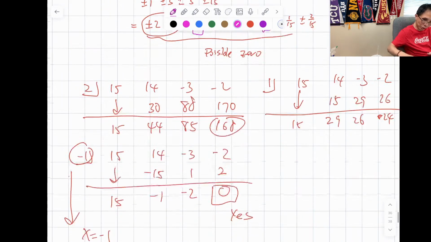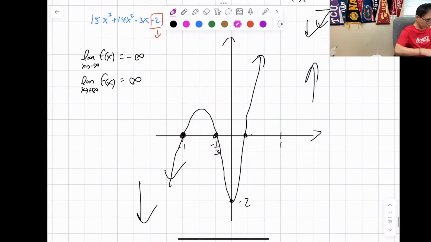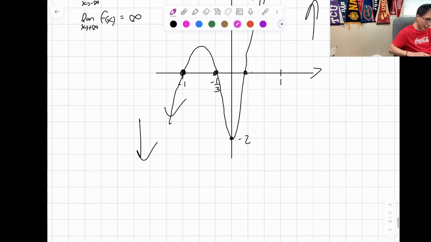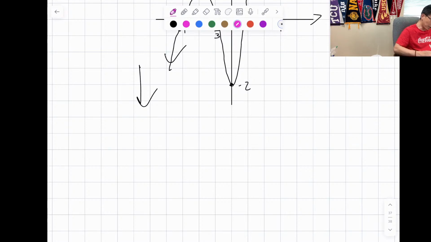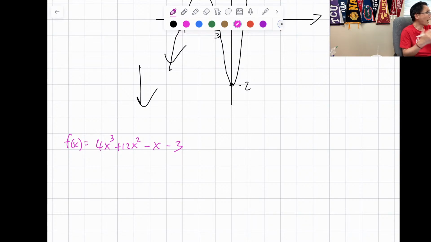Okay, so try the easiest integer first. In this case, that doesn't have 2, so you should try something else. So 4x cubed plus 12x squared minus x minus 3. Now, first of all, write down the list of the possible factors first, because that's the first part of the question I'm going to ask you. What are the possible zeros?